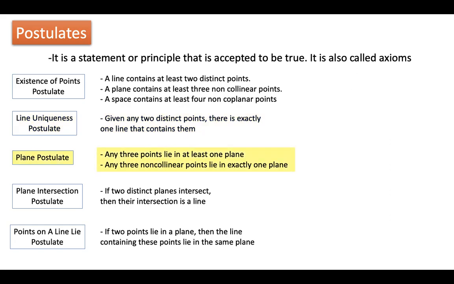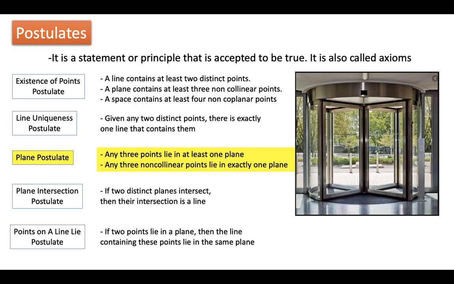For the plane postulate, it says that any 3 points lie in at least one plane. So we can use this revolving door as an example. So think of this part of the revolving door as our plane A. So in this plane A, it may contain, let's say, 3 points. So in plane B, it contains the same 3 points, which are contained in plane A. So it says that any 3 points lie in at least one plane. So it can be 2 planes, 3 planes, or 4 planes.